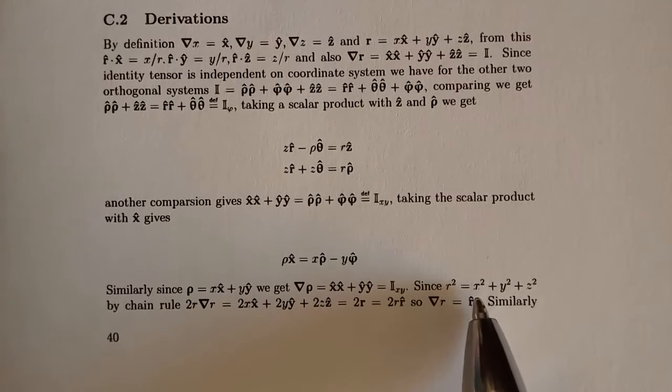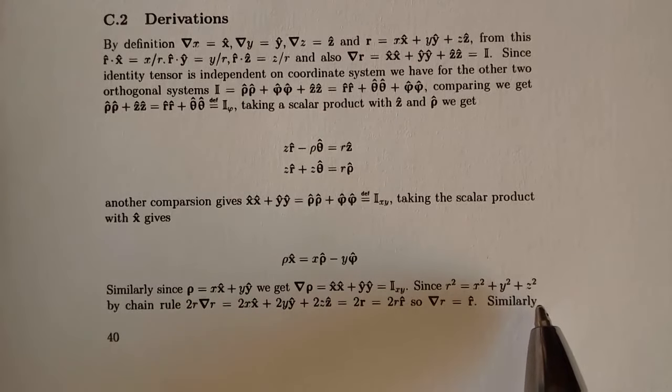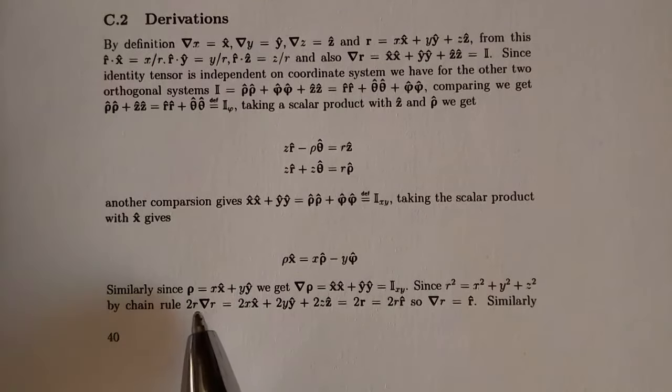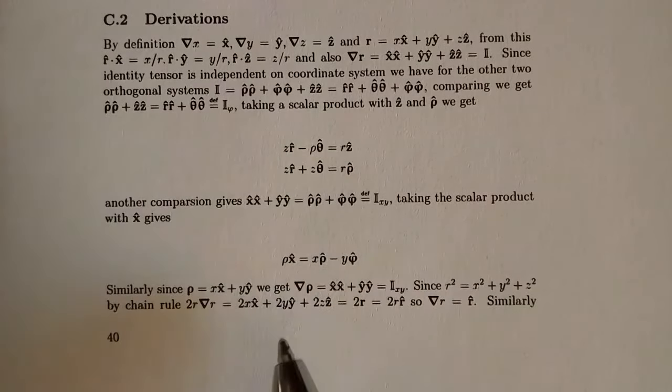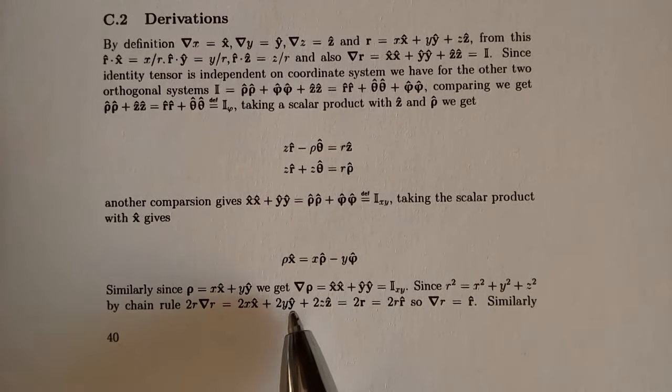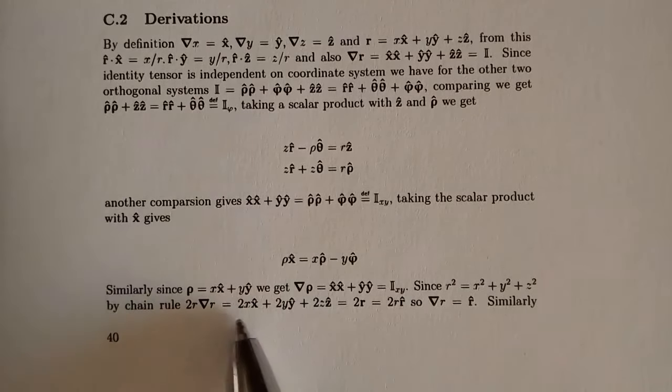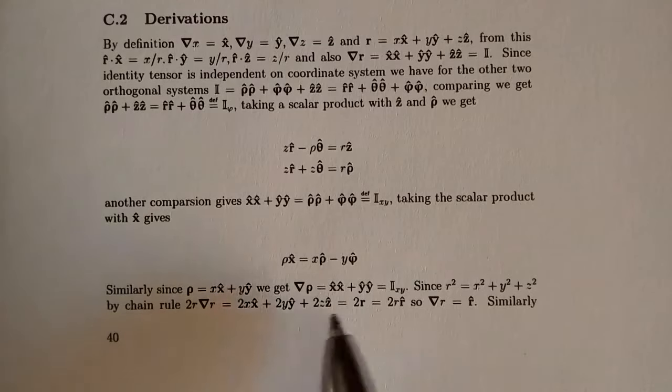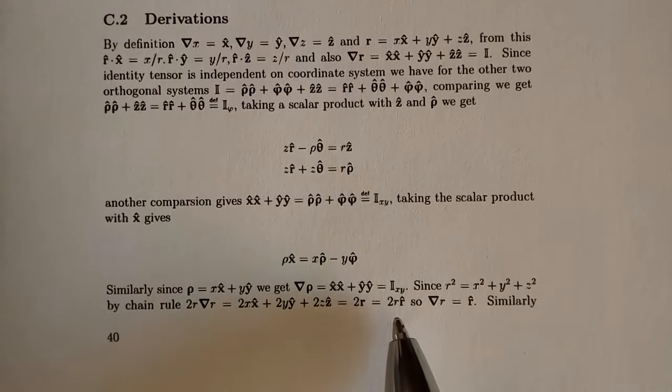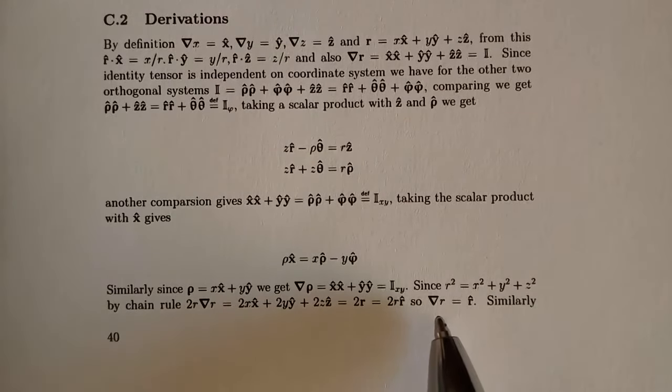Since r squared is equal to this, this is the Pythagorean theorem, by the chain rule, you just put the nabla operator here, the gradient, and you get 2x times x hat plus 2y times y hat and so on. But this is exactly, if you put 2 before the brackets here, 2 times the r vector. So this is 2 times r times r hat, which is defined as the quotient between r and its magnitude. So it must be that nabla r is exactly r hat.